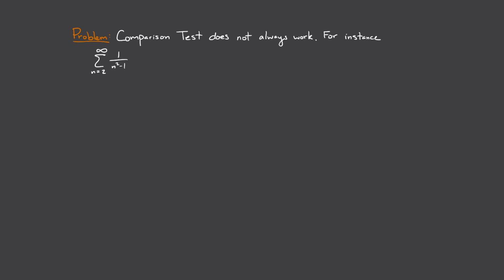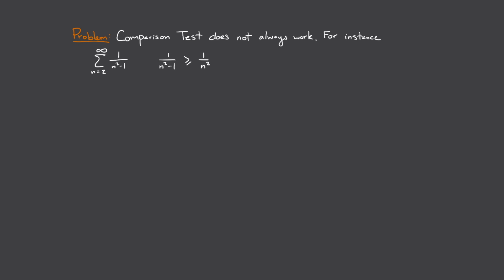Well, if we had to guess, we would say that this series should behave something like 1 over n squared. So let's try to compare these two series. To apply the comparison test, we need to know which is bigger. In this example, we see that n squared minus 1 is less than n squared, and so 1 over n squared minus 1 is greater than 1 over n squared.